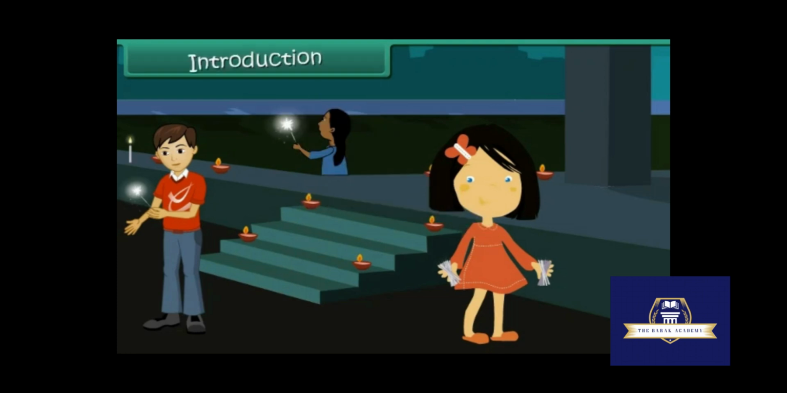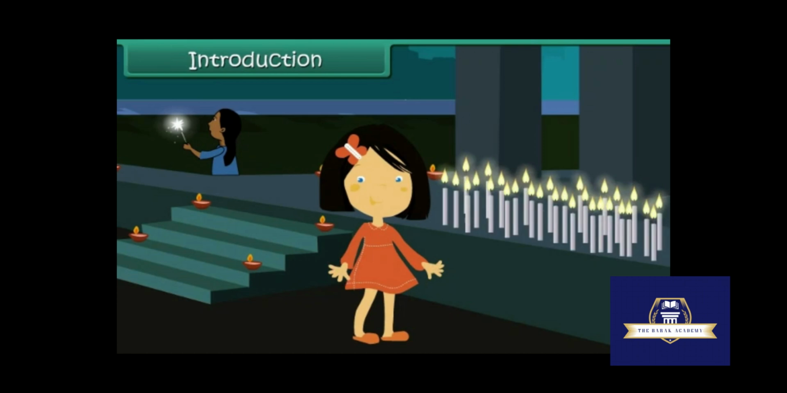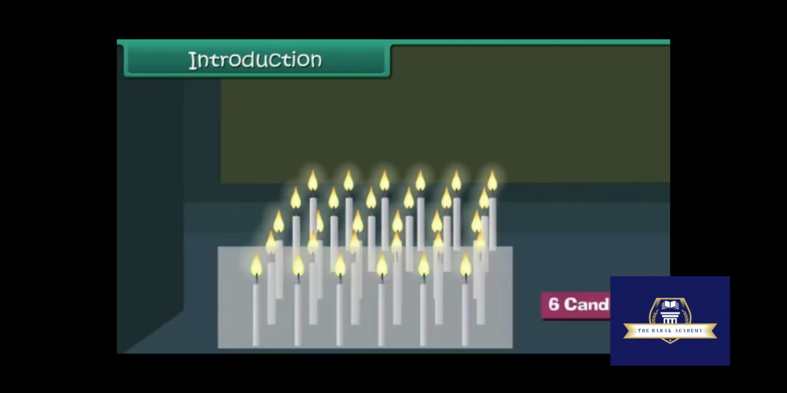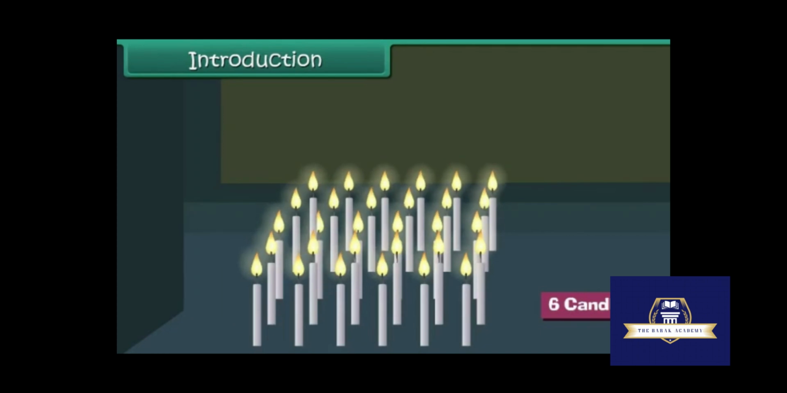Introduction. It is Diwali time. Vani is lighting candles in front of her house. She has 30 candles. She wants to arrange them in 5 rows. She wants to know the number of candles she must arrange in 1 row. She performs a quick calculation and decides to arrange 6 candles in every row. In this lesson, you will learn multiplication and division.